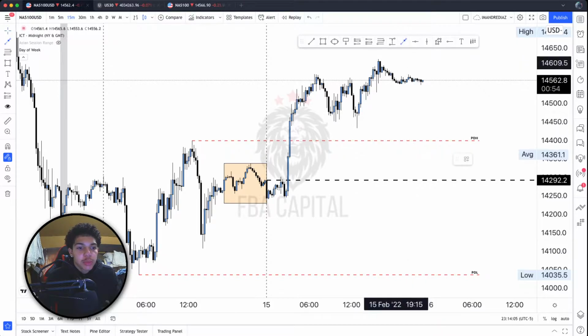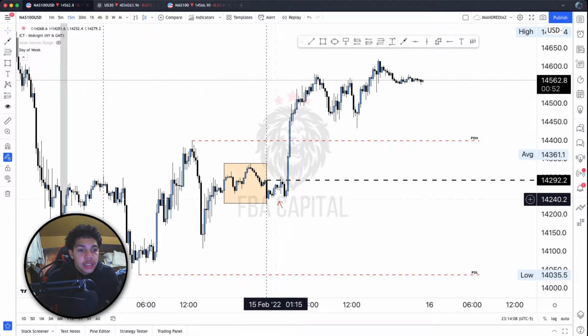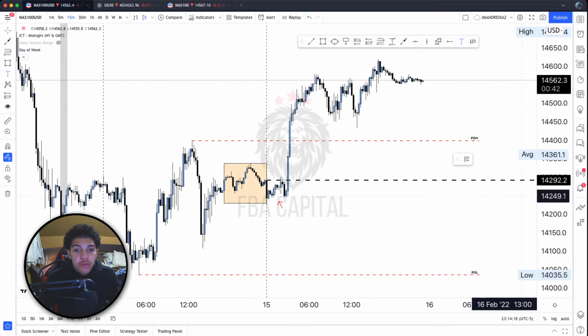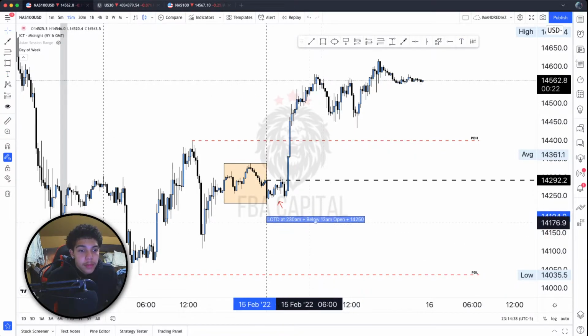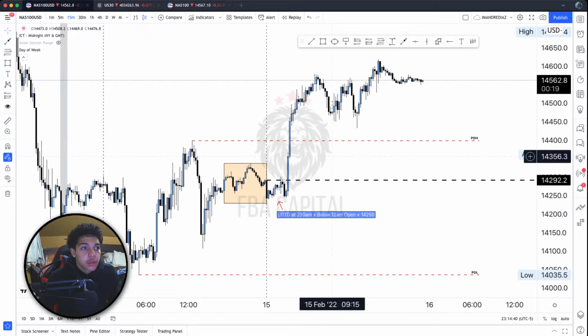The first thing I want you guys to pay attention to is right down here. This is the low of the day that was created. And what time? This was created at 2:30 in the morning, below this 12 a.m. open. Look at where we are in price, at 14,250, which is a quarter point level. So nonetheless, we're going to annotate this. We have the low of the day at 2:30 a.m., plus we are below 12 a.m. open, plus we're at that 14,250 area, which is a quarter point. Just like that.